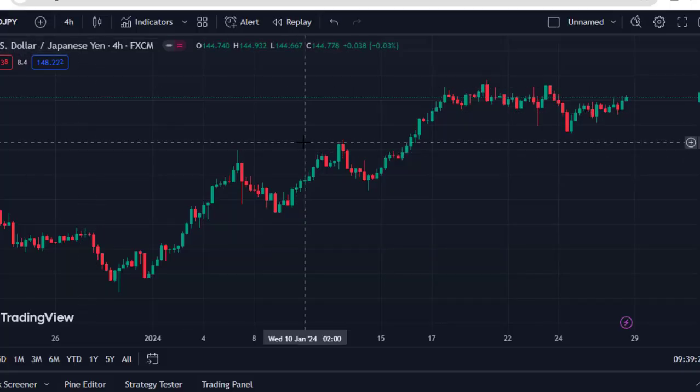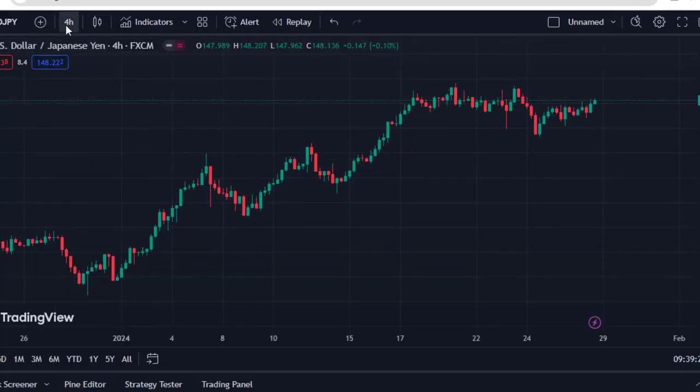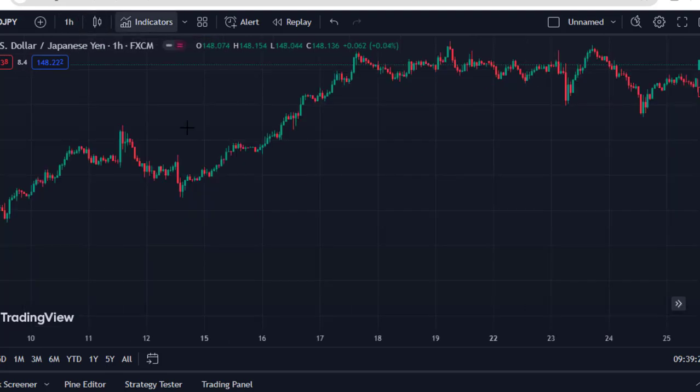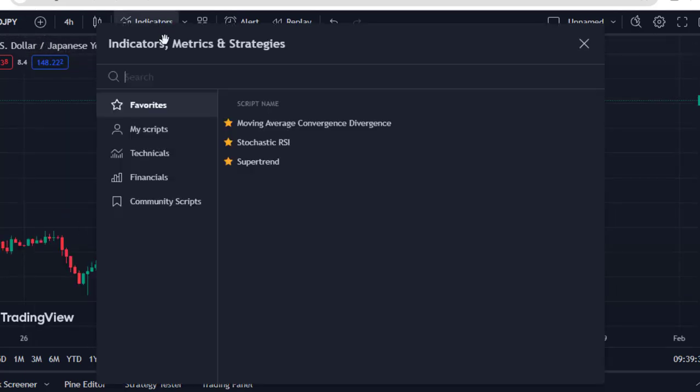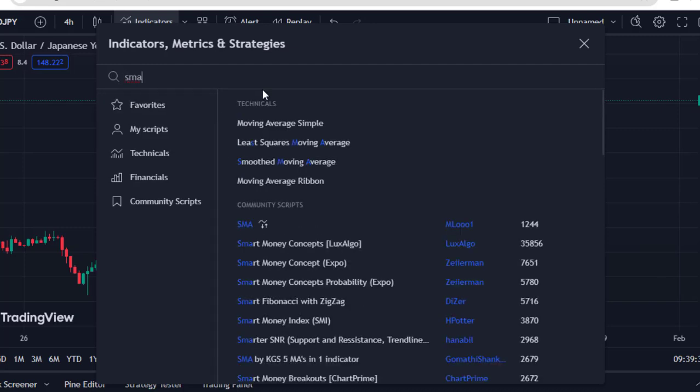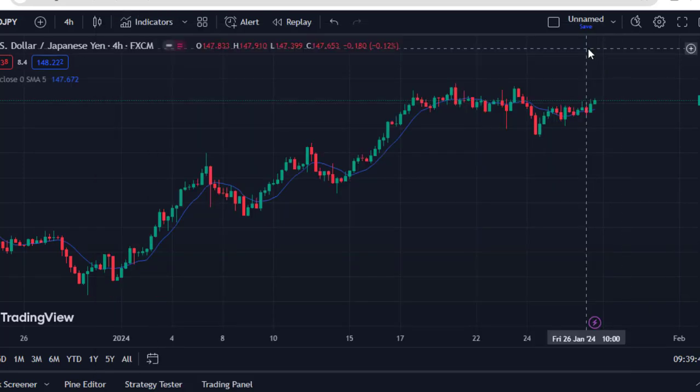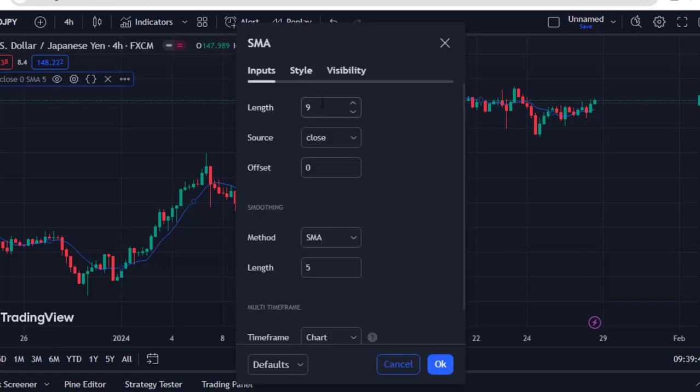So the first thing you have to do is open your USDJPY chart, and the 4-hour chart in this case for the higher time frame, and then I'm going to be using the 1-hour chart for the lower time frame. The second thing I have to do is go to the indicator section, and then I would type simple moving average. Moving average simple is the same thing as simple moving average, and then this will appear on my chart. I have to change the setting of this moving average to 70. So that is the setting, you change it to 70.